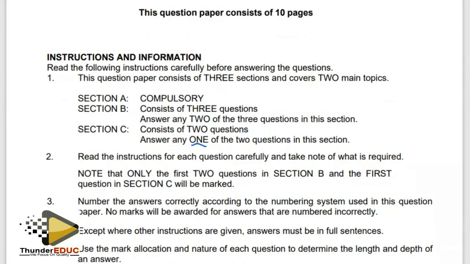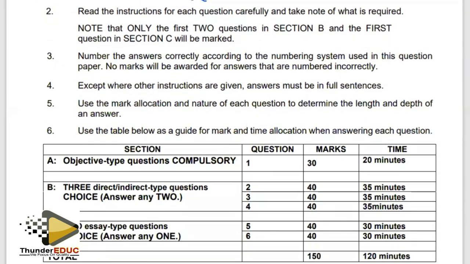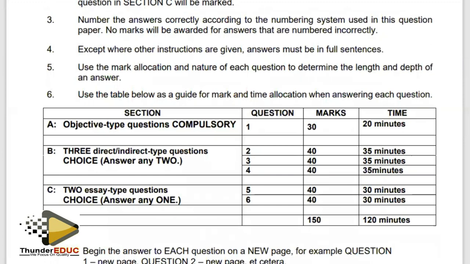This goes up to your question paper of metric. That's how you're supposed to write it. As you are given here objective type of questions, which are multiple choice, or completing sentences, or matching. They are supposed to give you 30 marks. You are supposed to finish them within 20 minutes.